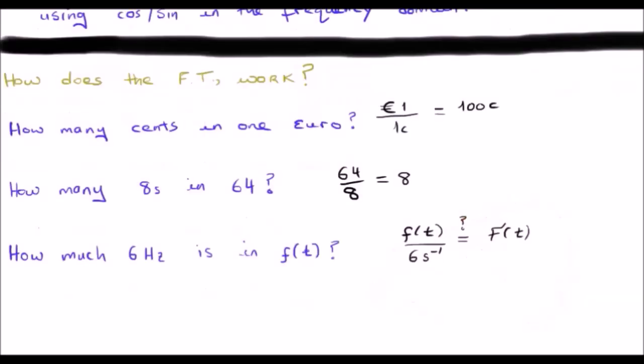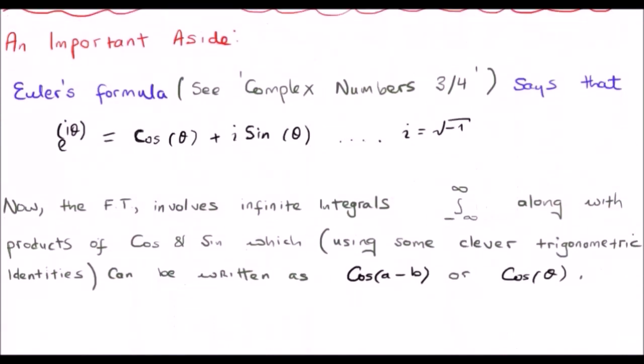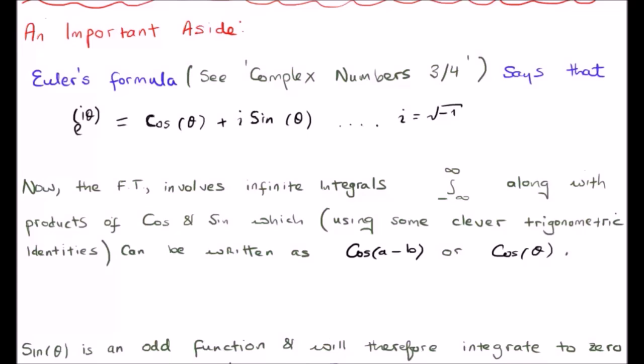But how would we do that? How would we begin to divide a signal by a frequency? What does that even mean? Well, before I do that, I must do an important aside, and it's about Euler's formula. In this aside, we will see why in the Fourier transform integrals, it's equivalent to integrate a single cosine and a complex exponential e to the i theta.